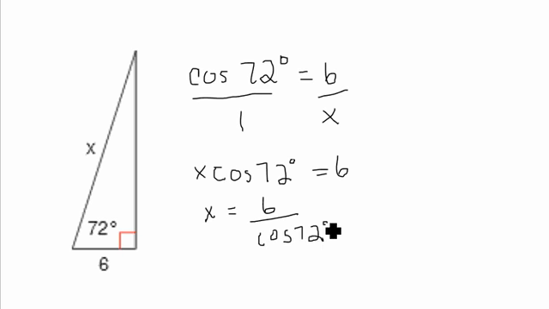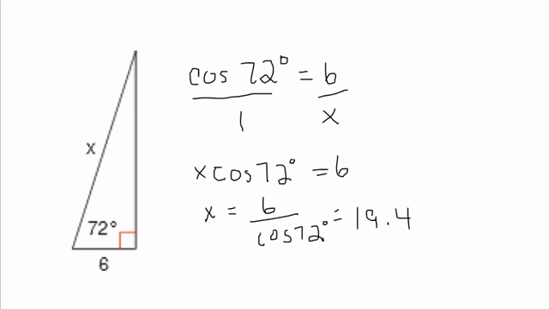When I put that into my calculator, I get the length of my hypotenuse is 19.4 units. Again, whatever units of measurement my adjacent side is in, that would be the units of measurement that my hypotenuse comes out in.